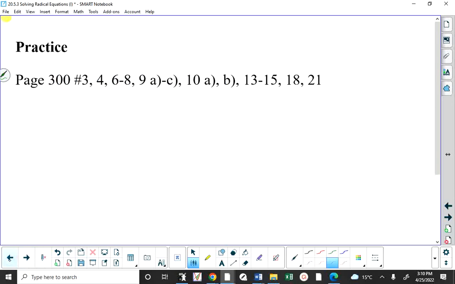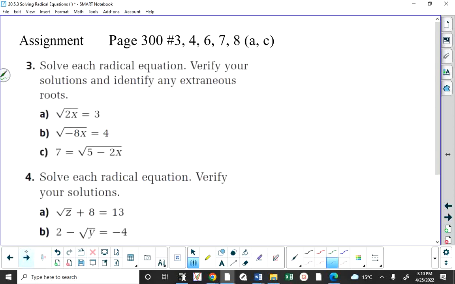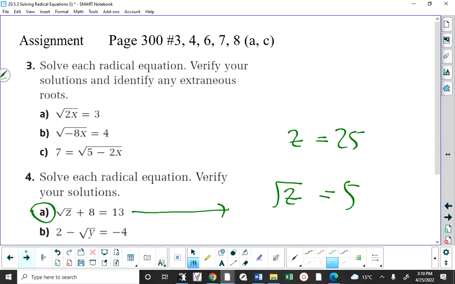Question 3 and 4, so simple. Square both sides. Well, isolate the radical. If you look at a, root z equals 5. I've isolated the radical by subtracting 8 from both sides. I'm done. Z equals 25 because I square both sides. I can check to see if it works, and it will. Anyway, 3, 4, and 6.